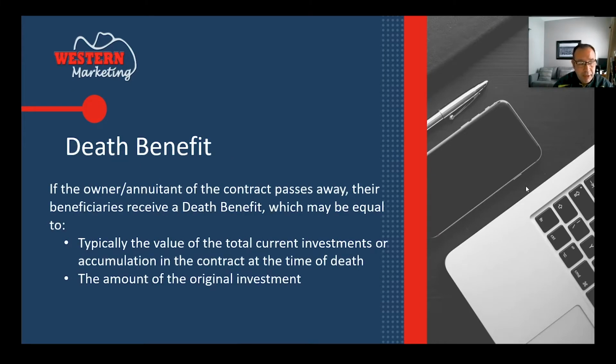Now, a death benefit on an annuity is typically the value of the current investment or accumulation value at the time of death of the owner, or it can be the original amount of the investment. Annuities will differ. This is where a specific type of annuity will differ in some ways.